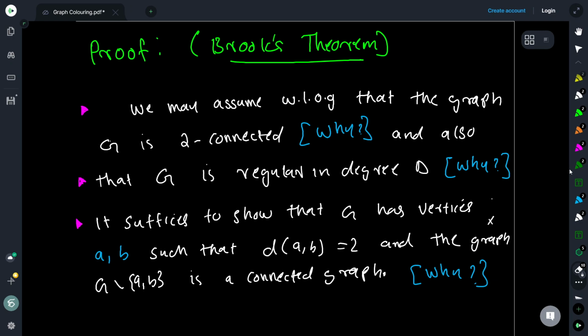Okay, so second is that of course we already observed that the graph is regular of degree delta, because if it is not regular, we already saw that we have a way to color using delta colors.